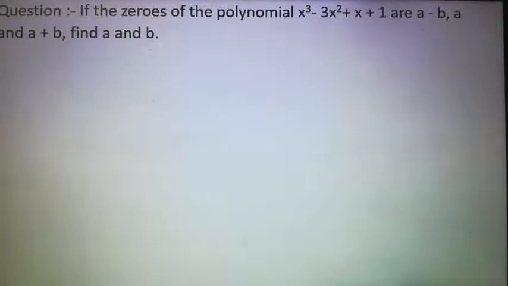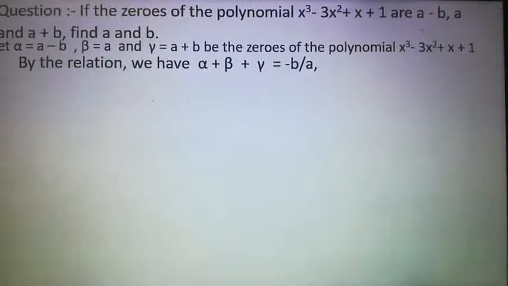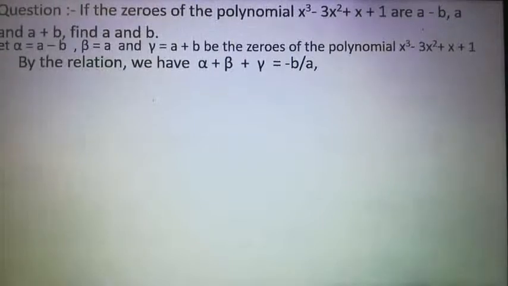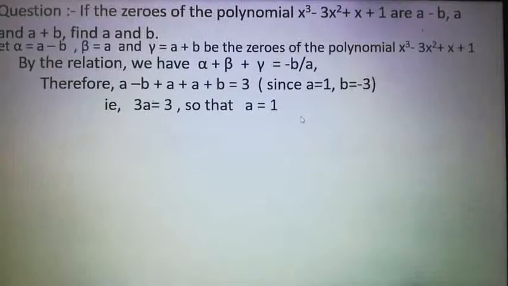Okay. Now by the relation, let us call the zeros alpha, beta, gamma. There are three zeros, so alpha is equal to a minus b, beta is equal to a, and gamma is equal to a plus b. They are the zeros of this given polynomial. Now we have three relations for a third degree, cubic polynomial. Sum of the zeros, alpha plus beta plus gamma, is negative b by a. And this b and a are known to us because the polynomial is already given, ax cube plus bx square plus cx plus d. So it is positive 3 by 1. So alpha plus beta plus gamma is 3.